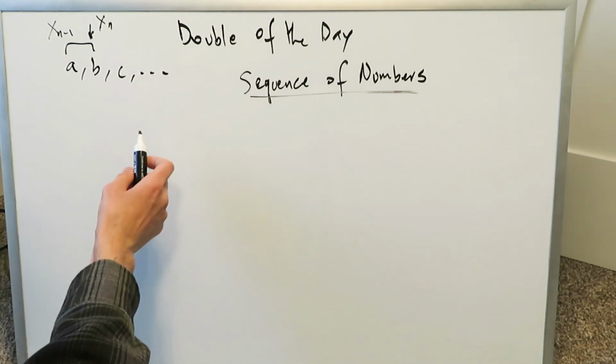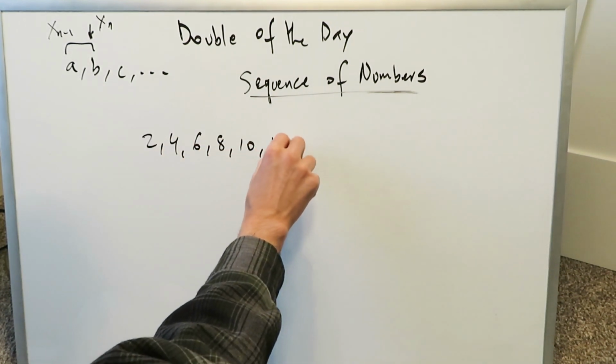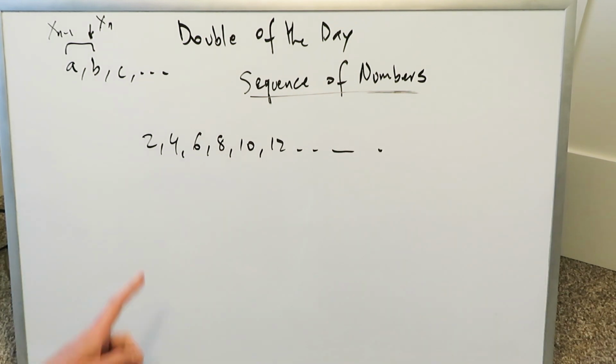Let's look at this right here. We have something which looks like this: 2, 4, 6, 8, 10, 12, and going onwards. You have to determine if this is an arithmetic sequence or a geometric sequence.